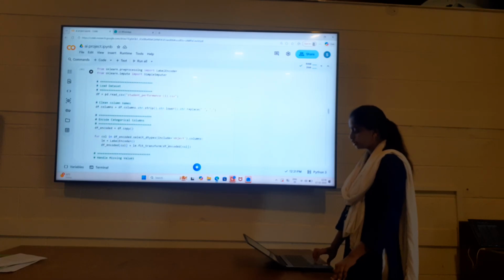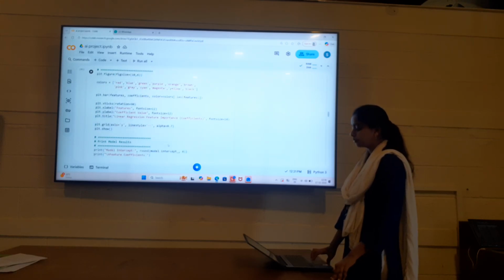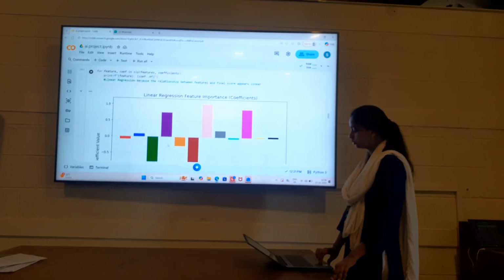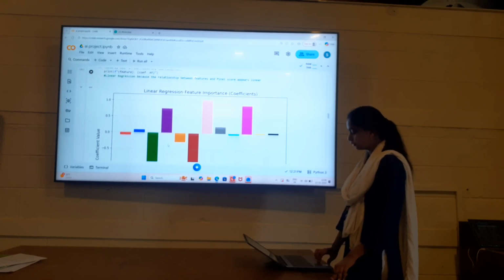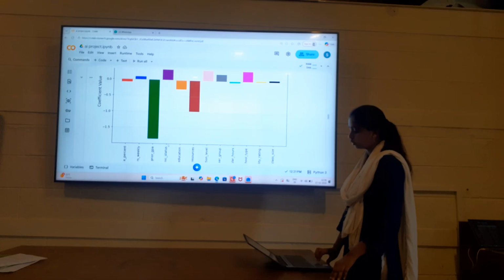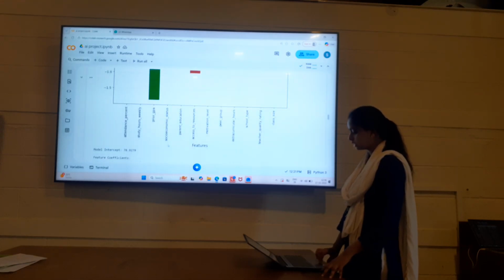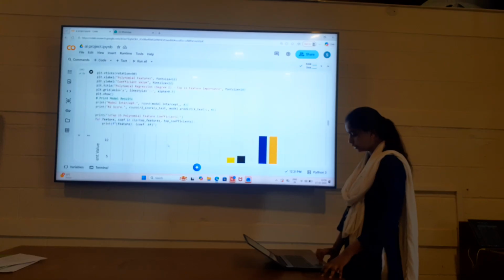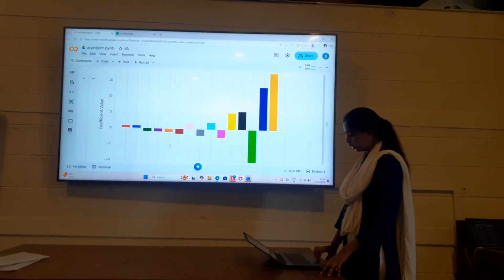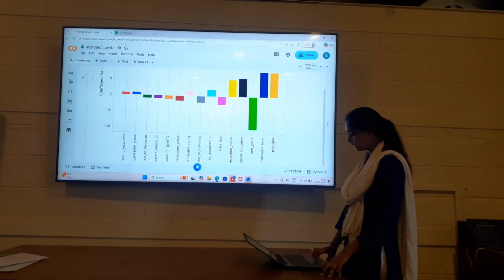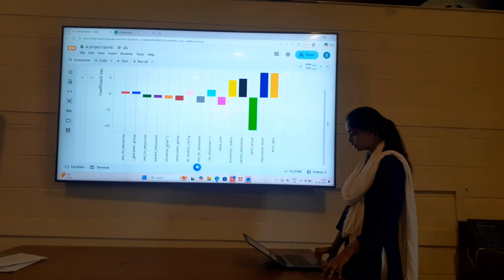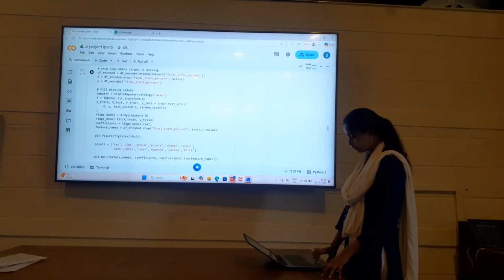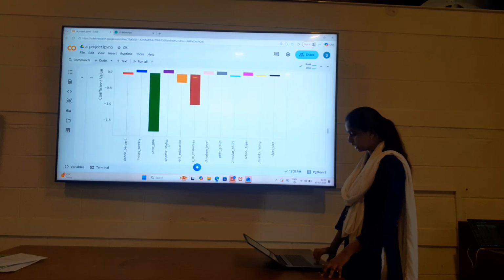Among different types of regression, I have chosen linear regression, polynomial regression, and ridge regression. In the linear regression, I have certain coefficient values column-wise. In polynomial regression, the coefficient values are formed like this in the graph, where they range from -10 to +10. It is the same in ridge regression.